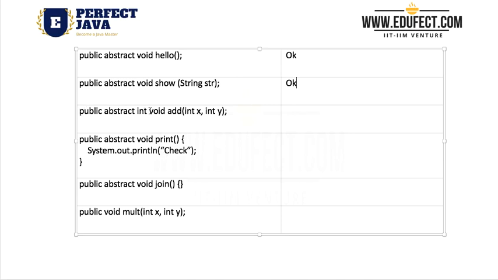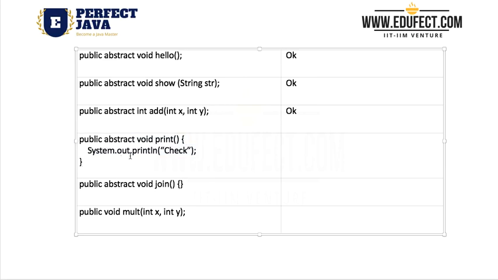Let's look at the third example. Public abstract int add int x comma int y. As we discussed, like any method, it can take any number of parameters of any type and it can return a value. It's not necessary that it has to be of the type void. So public abstract int add int x comma int y. So this is also okay.